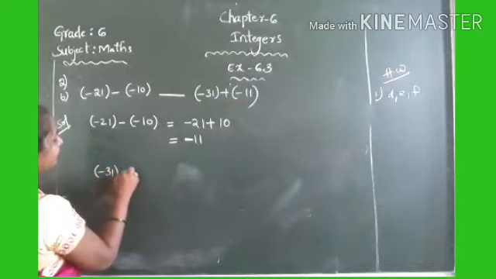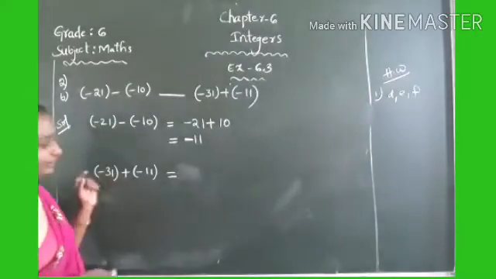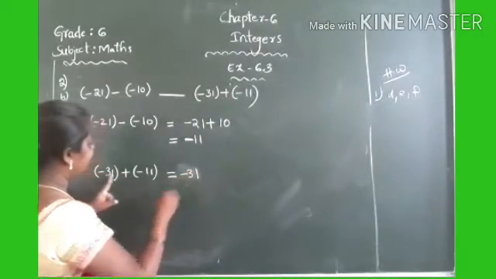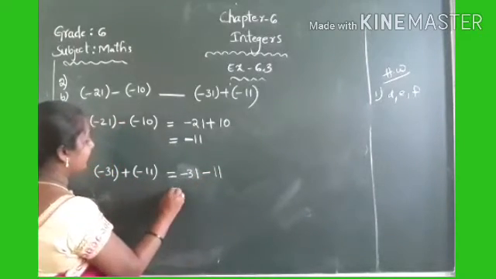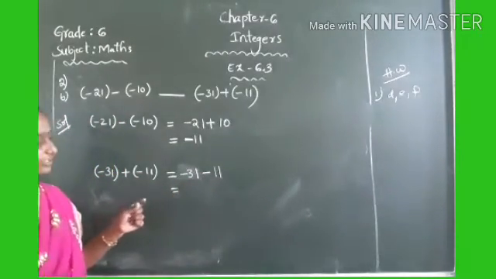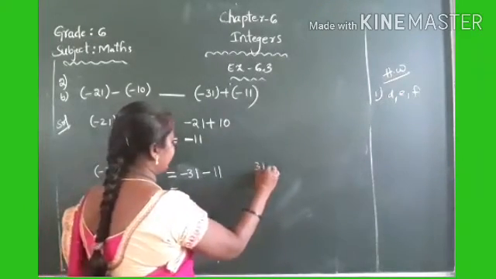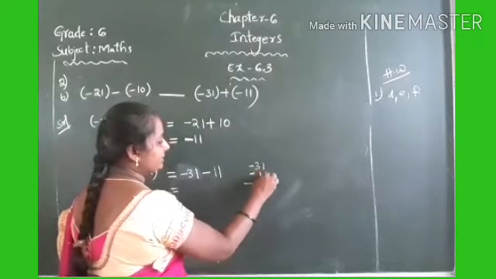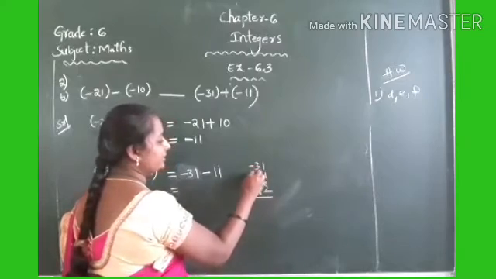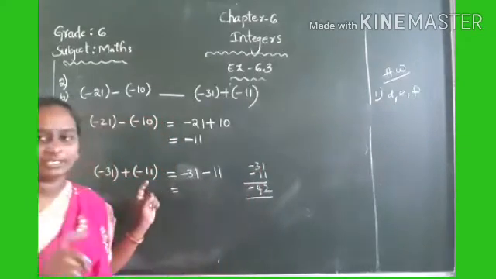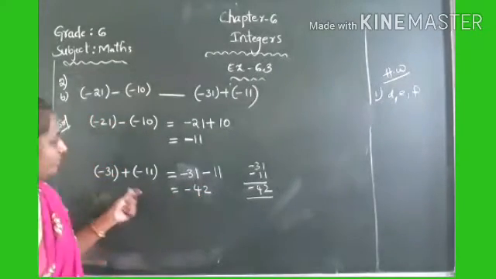Now find the second one. Minus 31 plus of minus 11. Same, simplify: minus 31 plus into minus, minus 11. Both are now negative integers, so you have to add 31 and 11. So how much? 3 plus 1, 4, and 1 plus 1, 2. Both are negatives, so the answer should be negative. So the answer is minus 42.